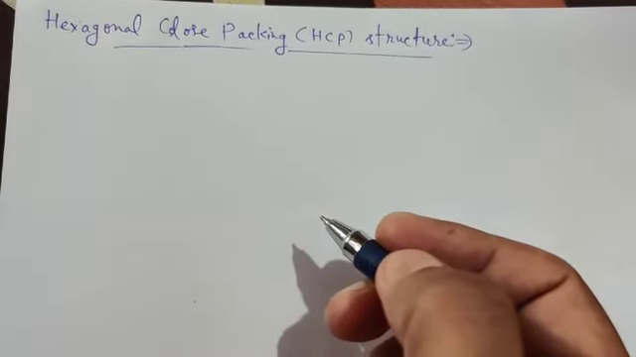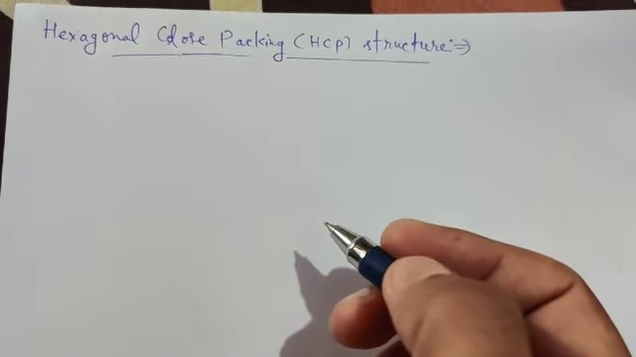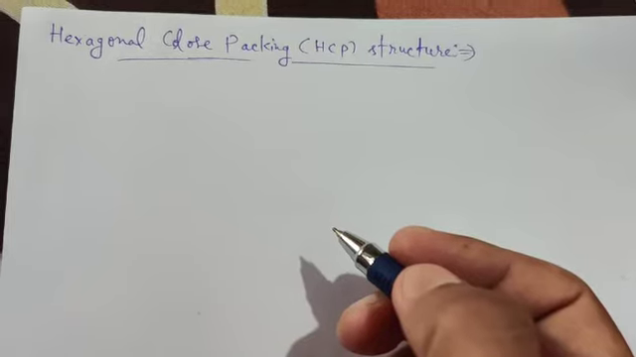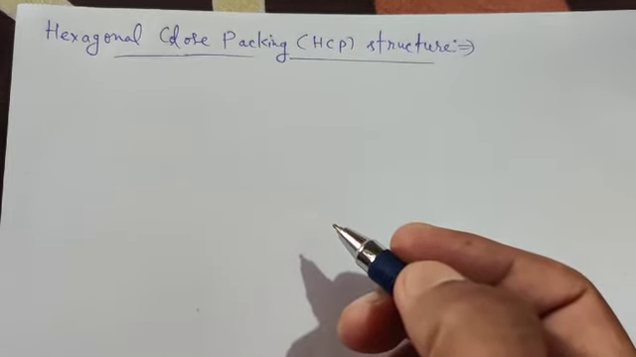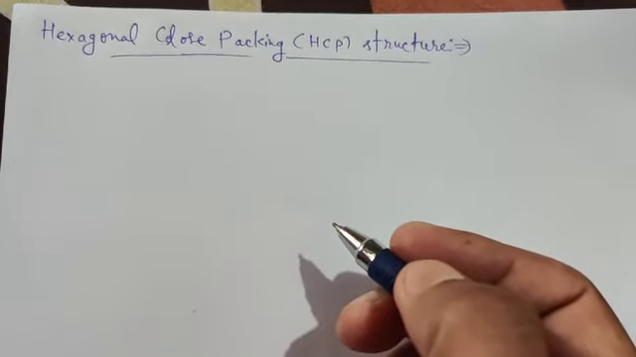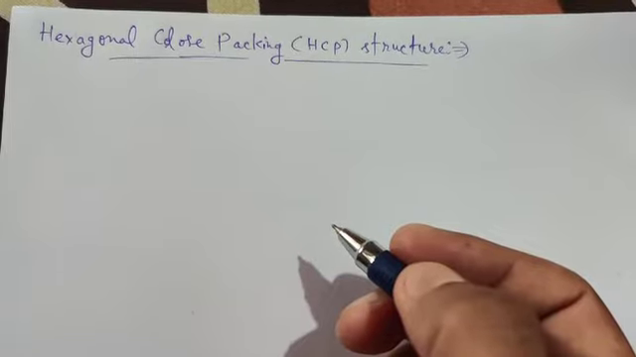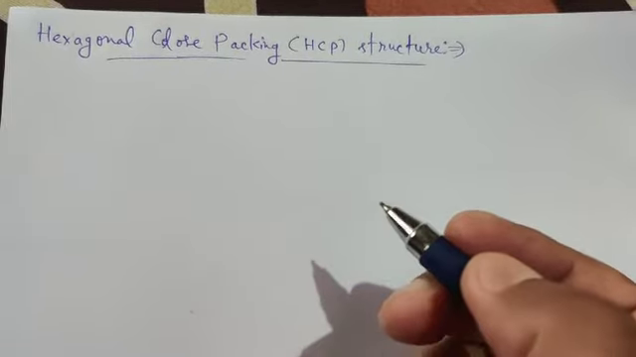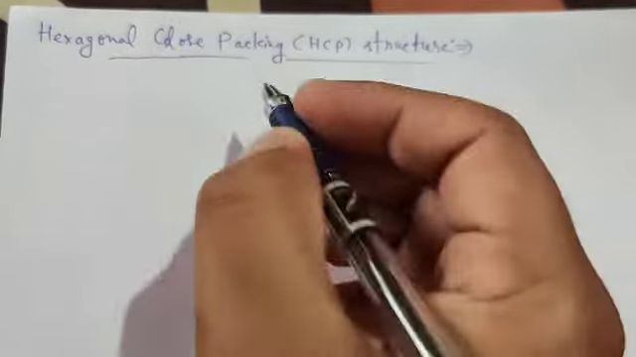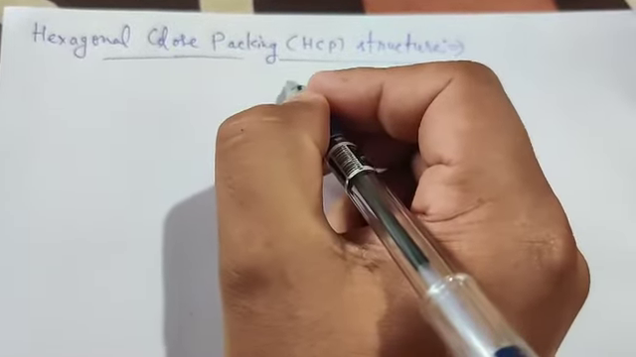Today we are going to discuss the hexagonal close packed structure. Before this, there are two types of packing in the crystal structure by using the packing of spheres. So these are of two types.